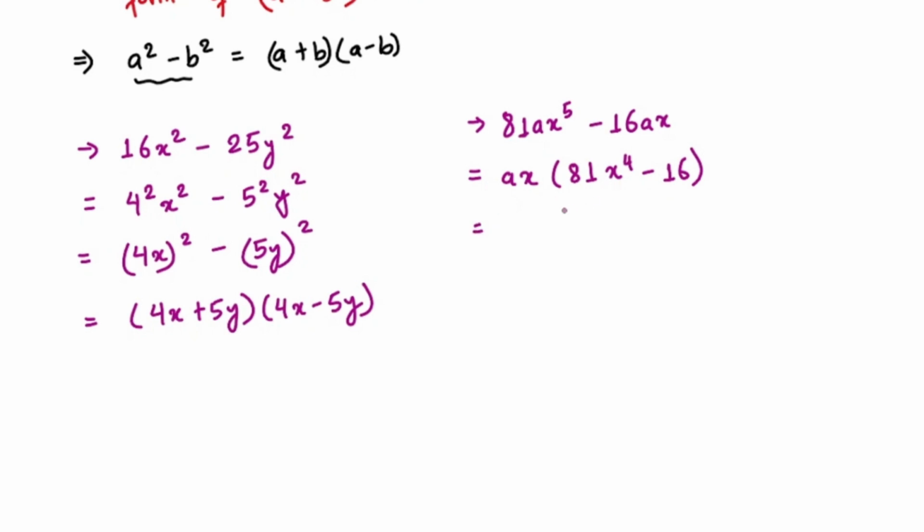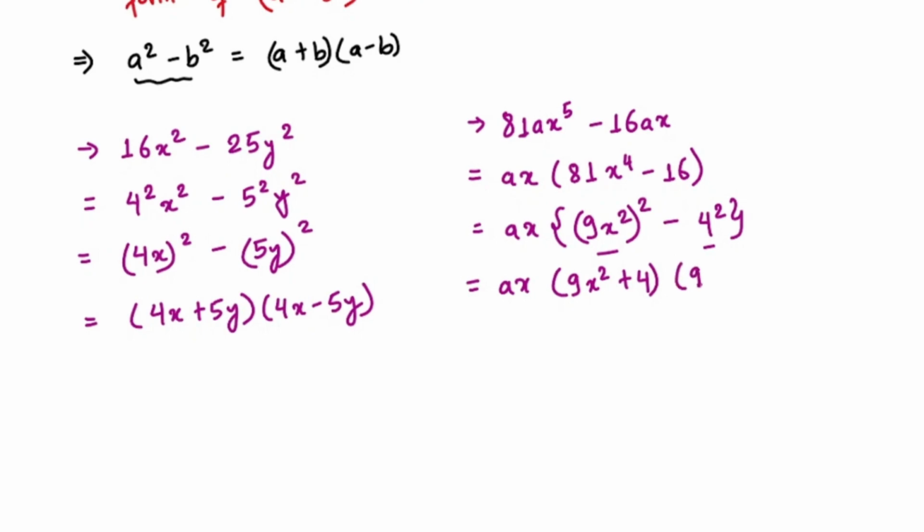Now again, we are going to use the formula of a square minus b square, okay? So we have ax. I'm going to change this into curly bracket so that I can put another bracket inside, okay? So 81 is the square of 9, x to the power 4 is the square of x square, right? So we can write this as (9x square) whole square, okay? Minus 16 is 4 square, so 4 square. And then we have ax. Again, we have a square minus b square, okay? So we are going to write a plus b, which should be 9x square plus 4. And then a minus b, 9x square minus 4.